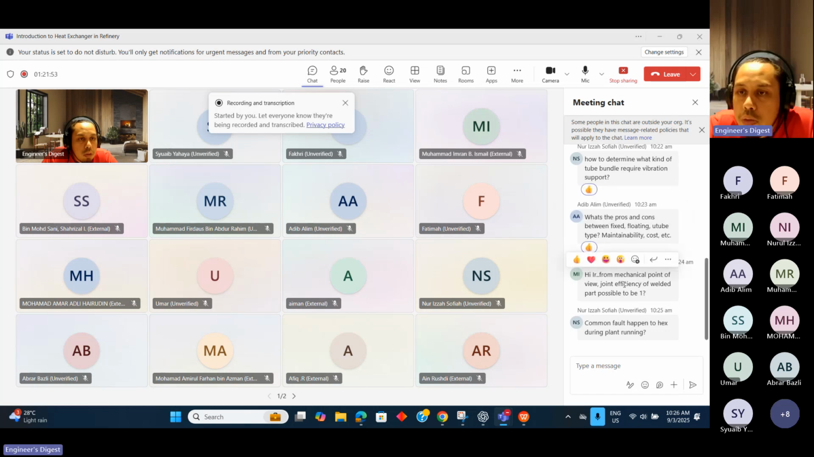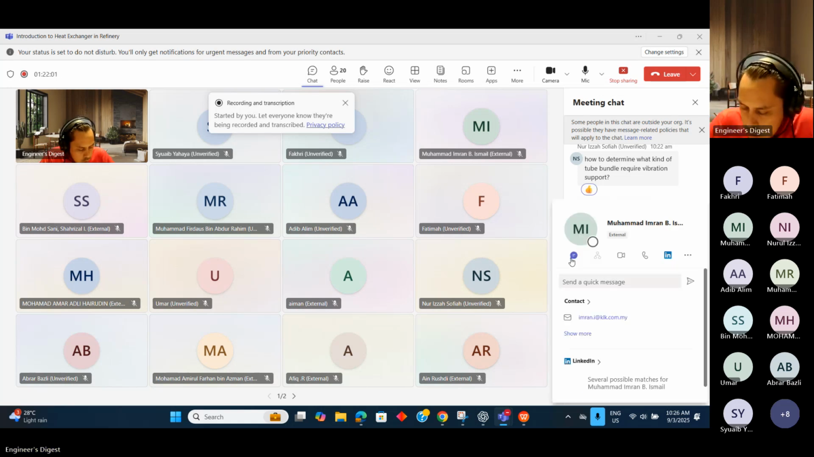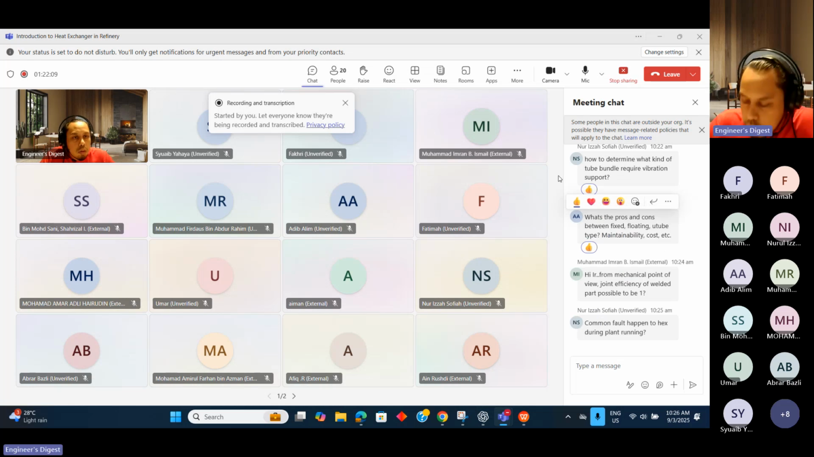From the joint efficiency point of view, it is possible to be one. Okay, this one I'll get back to you. Joint efficiency, okay, let me get back to you on this one.